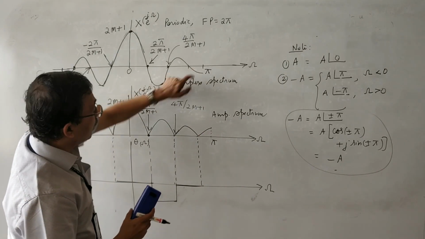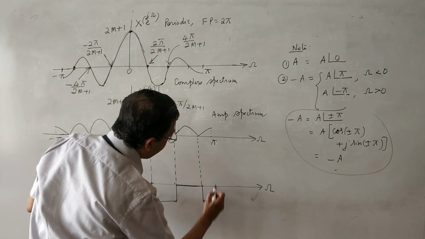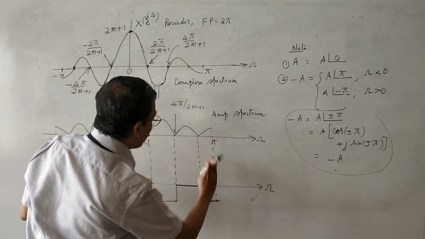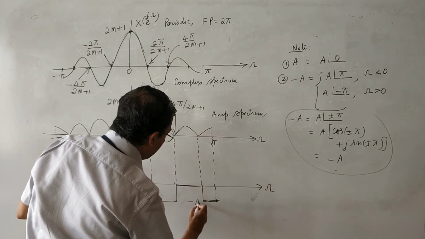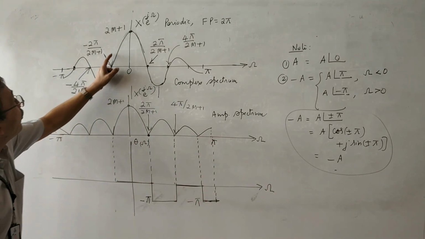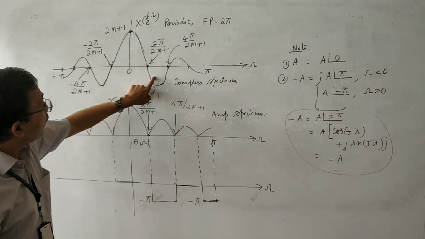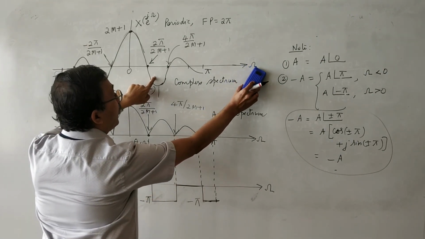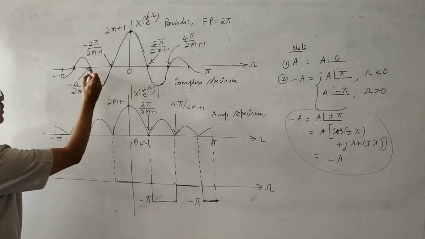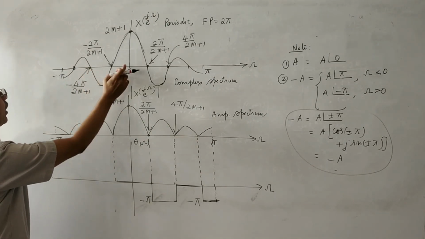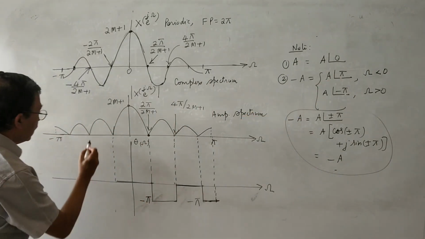Again, this is a negative cycle. Therefore, what is its angle? Its angle is minus pi. I again repeat, positive cycle is like A, angle 0. Negative cycle, this negative cycle occurs for positive values of omega, therefore the angle must be minus pi. Now come over here. This negative cycle occurs for negative values of omega, therefore what is the angle? Plus pi.